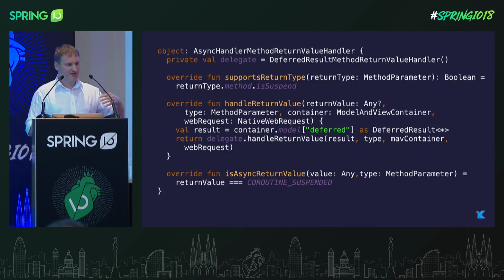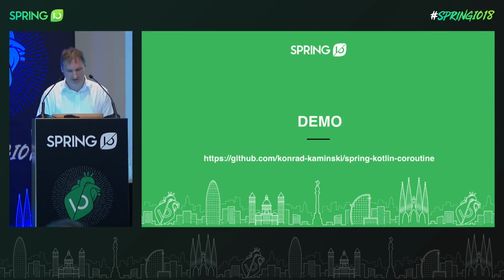I'm showing you this because there are many different mechanisms in Spring where you have to do this in order to support suspending functions. And you actually don't have to write this kind of code yourself. There is this spring-kotlin-coroutine library. It's available on GitHub, and it supports suspending functions in many different areas. We're going to see how it works and how we can use it. It's not an official part of the Spring framework.